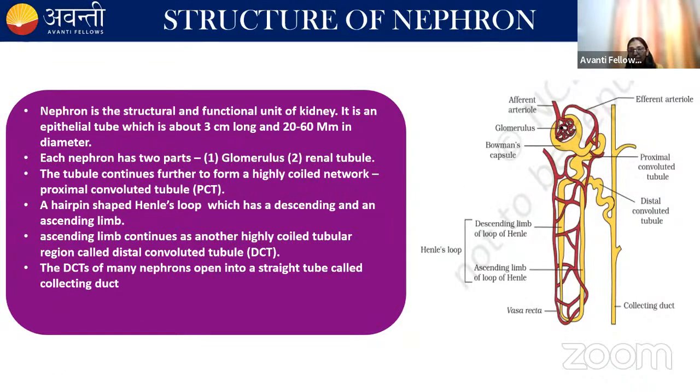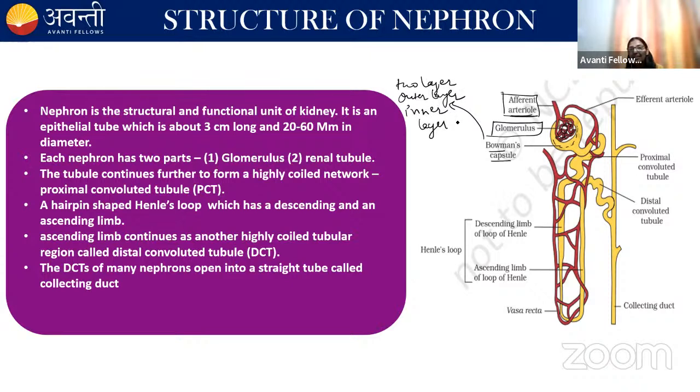You can see that there's a tuft. This is the tuft of blood capillaries, known as the glomerulus. And this tuft of blood capillaries is formed by the afferent arteriole. This glomerulus is enclosed by the Bowman capsule. Bowman capsule has two layers. It is a double-layer structure. Remember this. There's an outer layer and an inner layer.